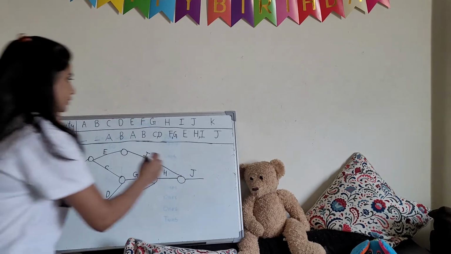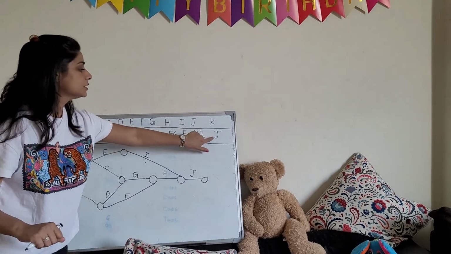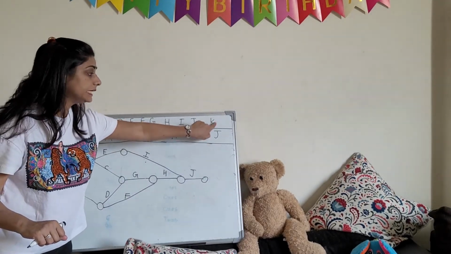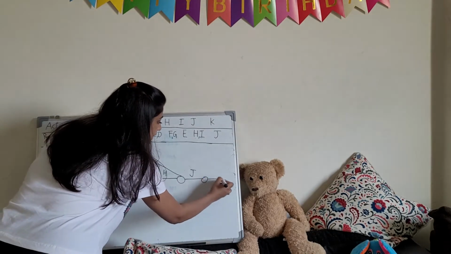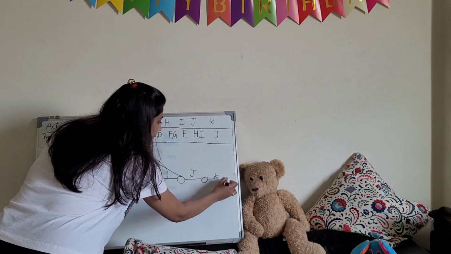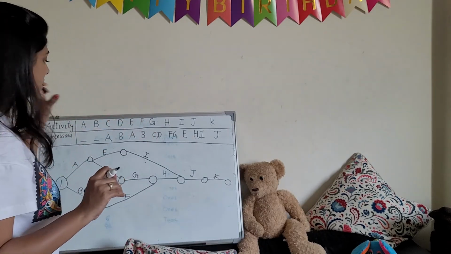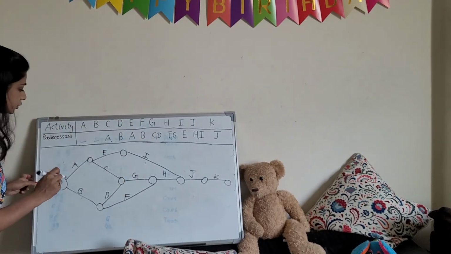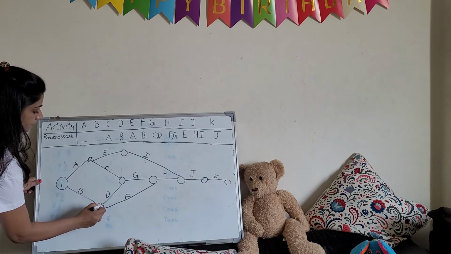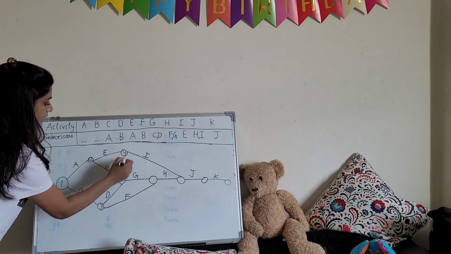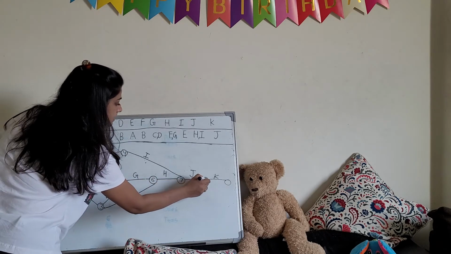Now after J, K. J is the predecessor of activity K. So it is the last event. So from here we can draw K activity. So this is the method how we construct the PERT network. Now we will put the numbers 1, 2, 3, 4, 5, 6, 7, 8 and 9.